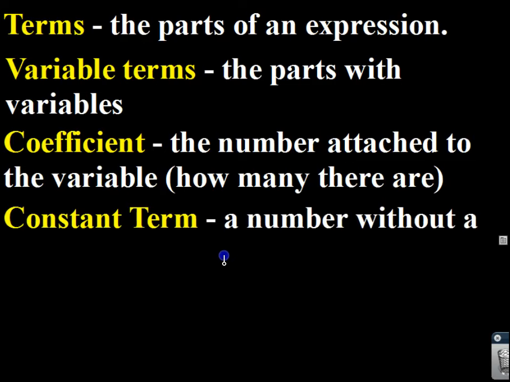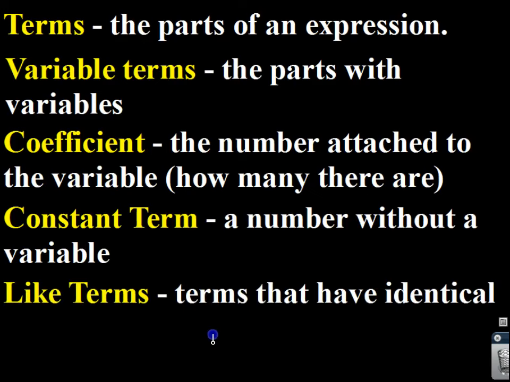Then we have a constant term. Okay, this is a number without a variable. A constant term would be something that doesn't change. So like the number 4. The number 4 is always going to be the number 4. It's constantly 4. Therefore, it doesn't change. It is not a variable. That's called a constant term.